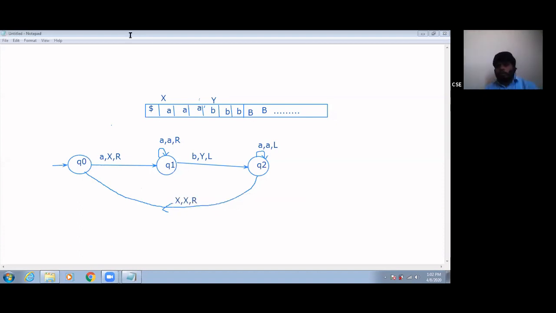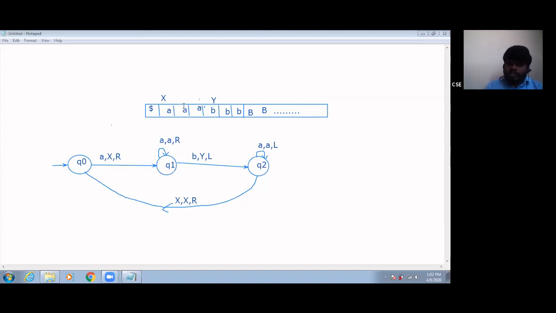Don't worry, I am going to complete within 10 minutes. Try to listen carefully. So here A I am replacing, X I am moving right-hand side. What is my current input processing symbol? My current input processing symbol is now A, and I am at which state? Q0. You have to remember this every time.